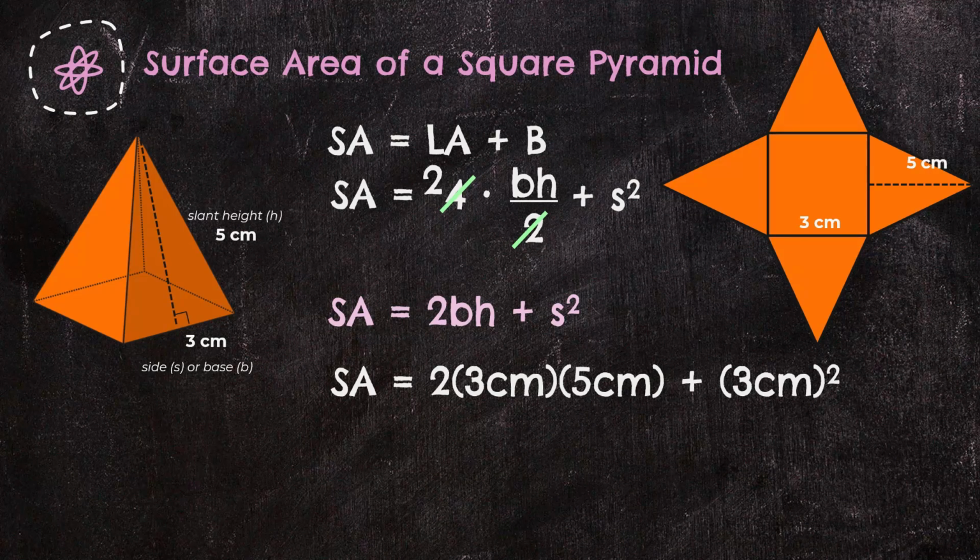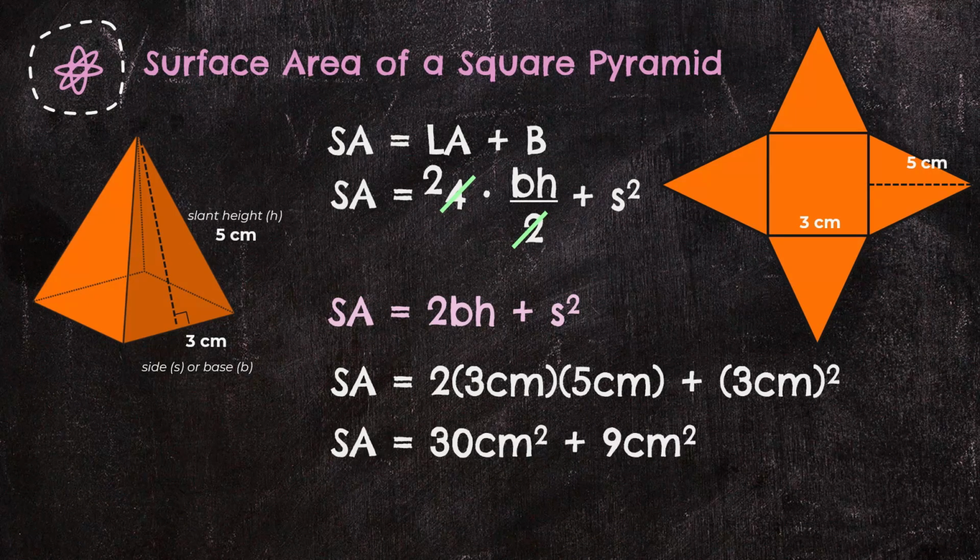So 2 times 3 times 5, we have 30 square centimeters, plus 3 times 3, we have 9 square centimeters. And then 30 plus 9, we have 39 square centimeters. So therefore, the surface area of this figure is 39 square centimeters.